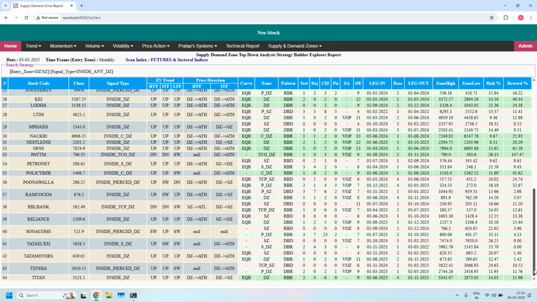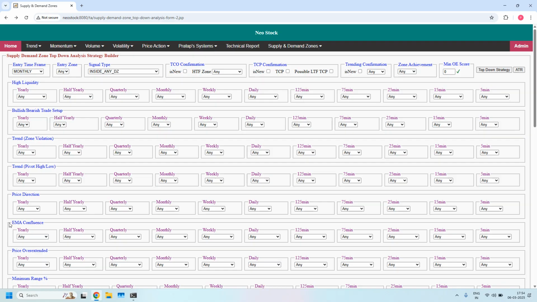So total 44 stocks are filtered. Price closed inside monthly demand zone. We can further filter this list based on monthly demand zones having monthly EMA confluence. So let us set the filter on these 44 stocks.